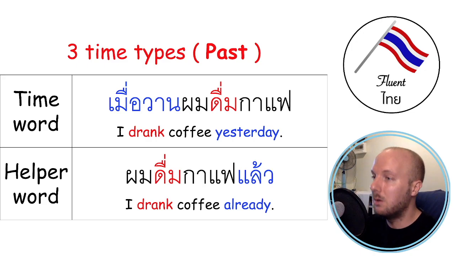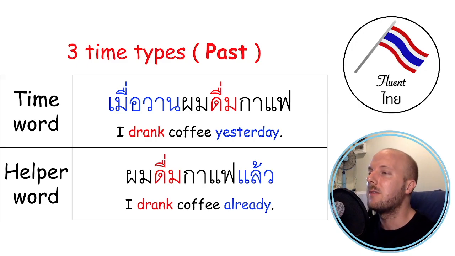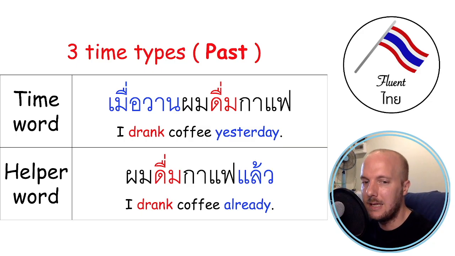Next, if you want to use the helper word, this is the same structure as English. So I drank coffee already would be ผมดื่มกาแฟแล้ว, using the word แล้ว. And also in English, like I drank coffee, we don't actually need the word already because drank implies past already. So it's kind of like a double emphasis.